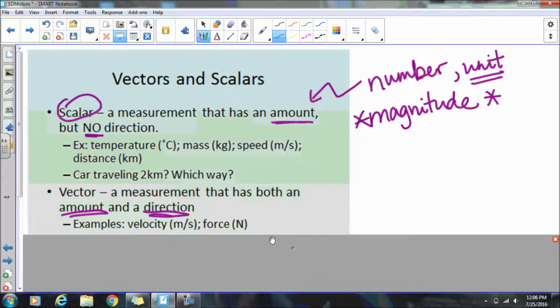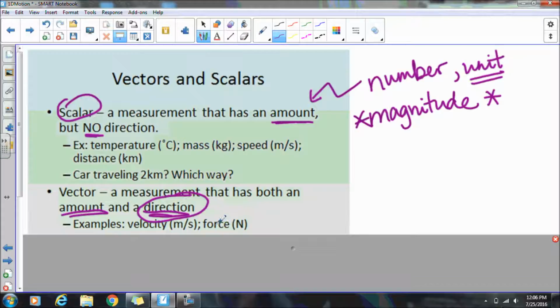Some examples of those: velocity. Notice this is in meters per second as well, just like speed. So things can have the same unit, but be different in terms of scalar and vector. The difference is right here. Direction. Vectors have direction.